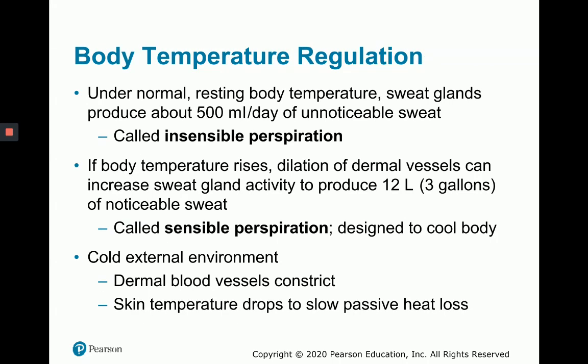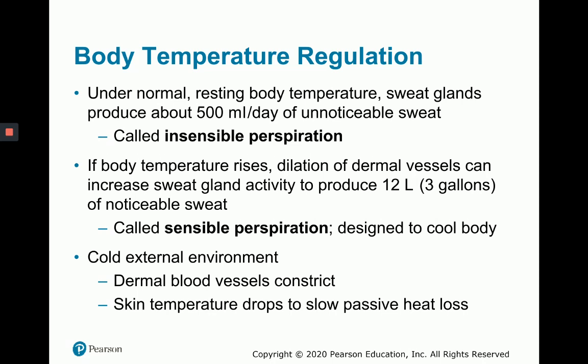So let's talk about some of the other functions besides protection. There's body temperature regulation. So under normal resting body temperature, sweat glands produce about 500 milliliters a day of unnoticeable sweat. And if sweat is unnoticeable, even though it's 500 mils per day, we're calling that insensible perspiration. Now, if body temperature rises, so think Georgia summer, you're going to see dilation of dermal vessels, and that's going to bring heat to the surface of the skin, and that can increase sweat gland activity. So you can start to produce upwards of 12 liters or 3 gallons of noticeable sweat.